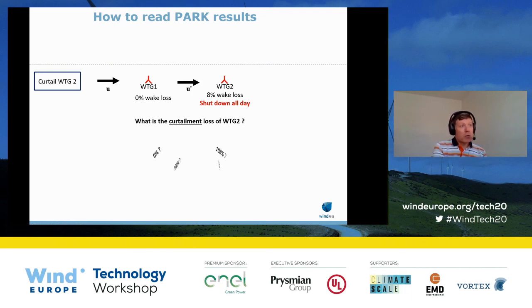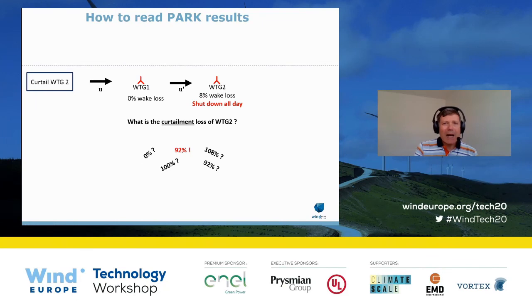One might say, okay, the total is, the turbine is off, it's 100%. But windPRO first takes apart the wake losses. So what we get out of there, in terms of curtailment losses, the final answer would be 92%, because we take the 8% in wakes separate, even if the turbine is fully shut down. I'm not sure this answers your question. Please feel free to contact me later on if I have not been fully answering your questions.